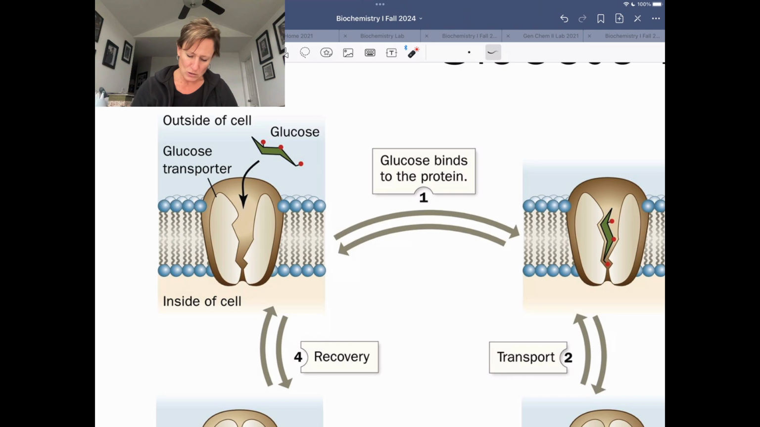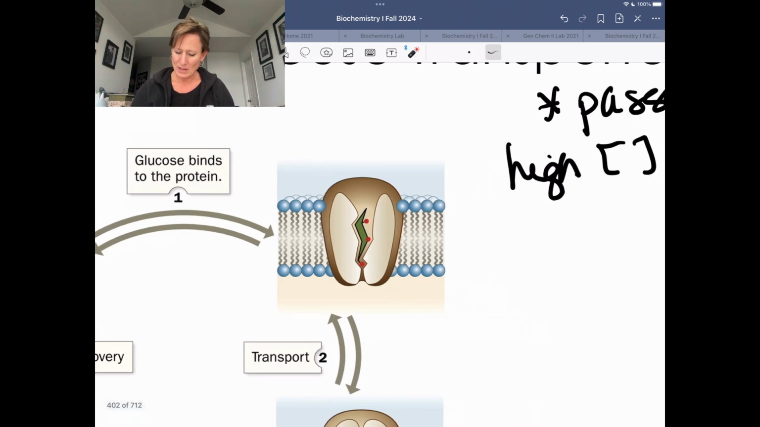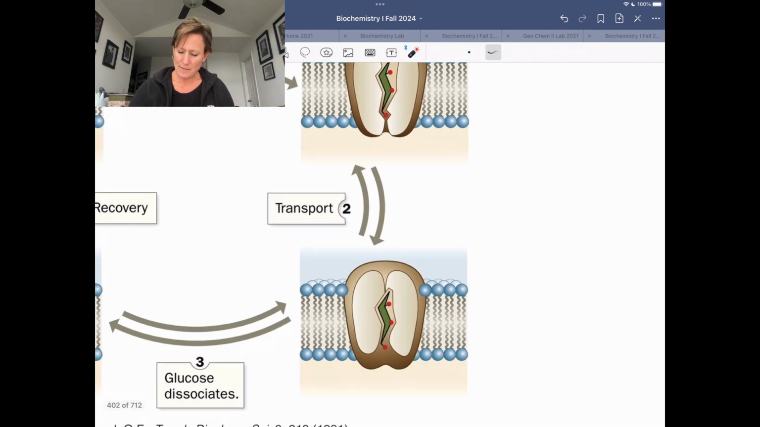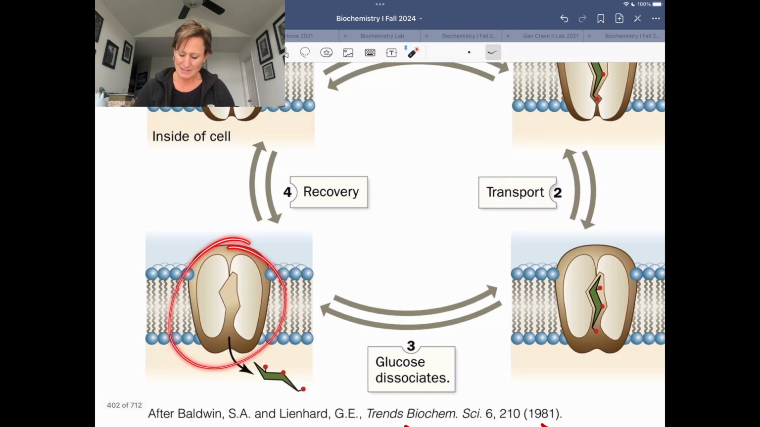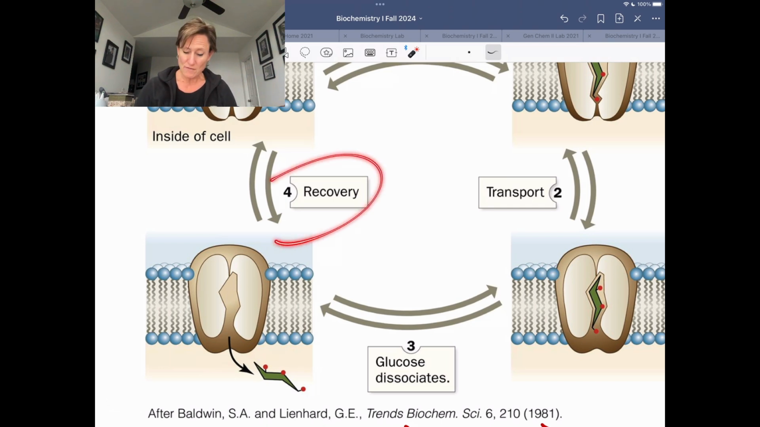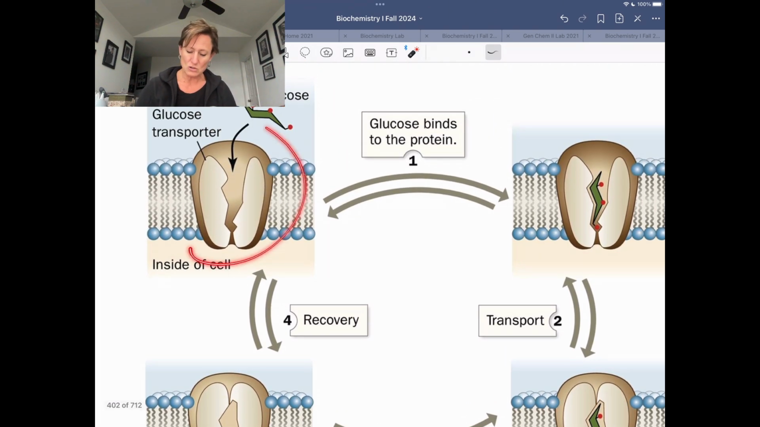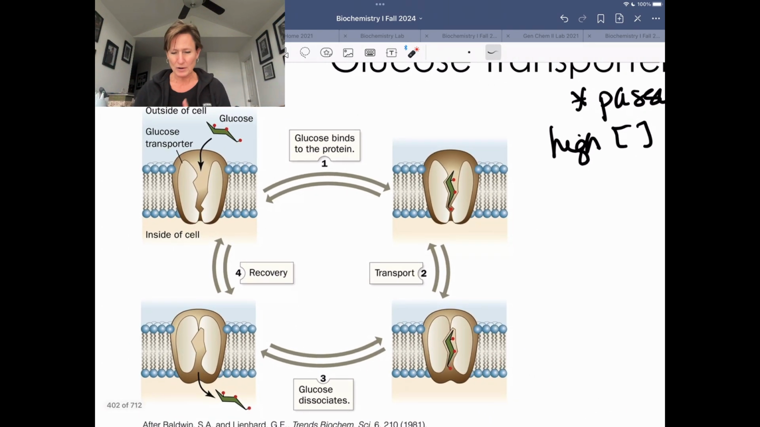I've got an open glucose transporter to the outside of the cell. Glucose binds to the protein. So here I can see glucose binding, right? New intermolecular forces there. I'm going to then have this transporter open on the other side. Glucose is going to dissociate on this side and it's recovered, right? Now we're going to have another conformational change that allows it to repeat that binding and transporting event. So that's how all of these glucose transporters work.